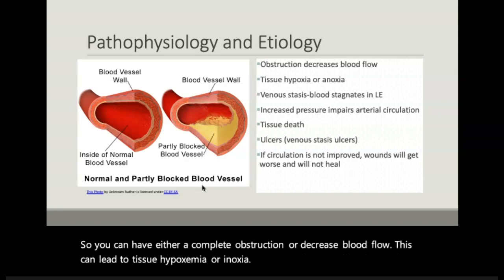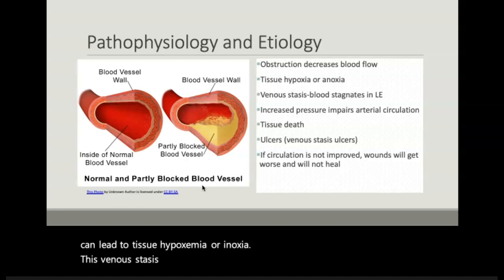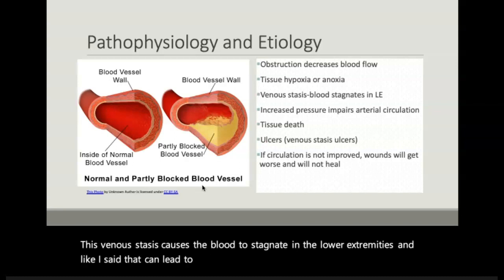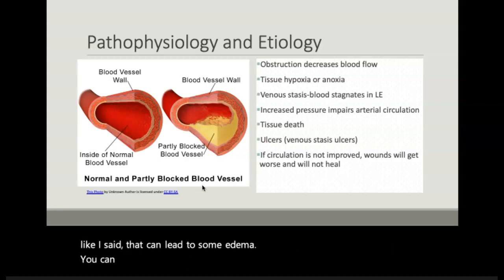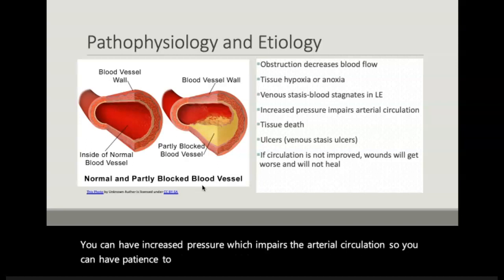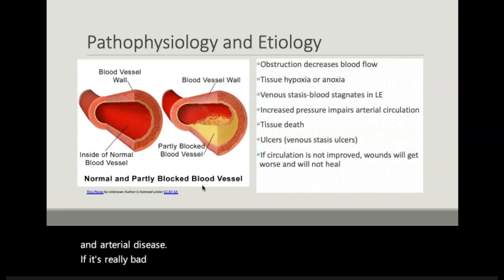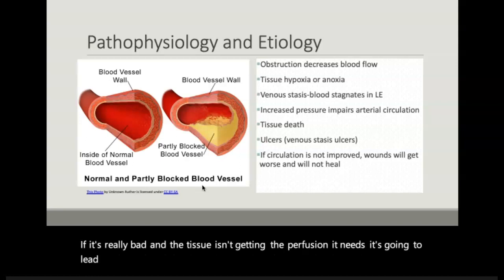This venous stasis causes the blood to stagnate in the lower extremities, and like I said, that can lead to some edema. You can have increased pressure, which impairs the arterial circulation. So you can have patients too that have a combination of both venous insufficiency and arterial disease. If it's really bad and the tissue isn't getting the perfusion it needs, it's going to lead to tissue death.